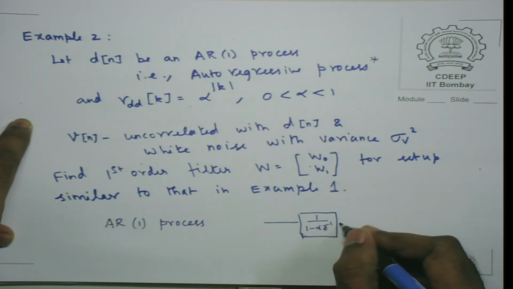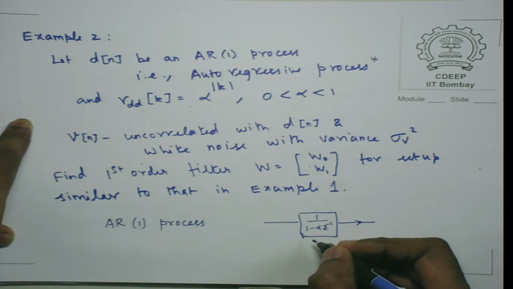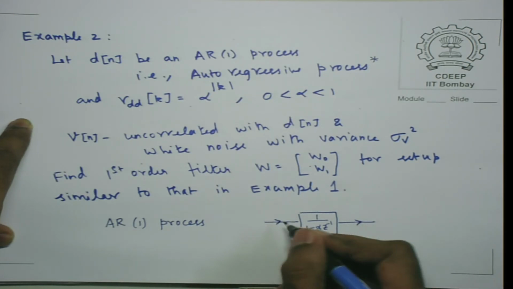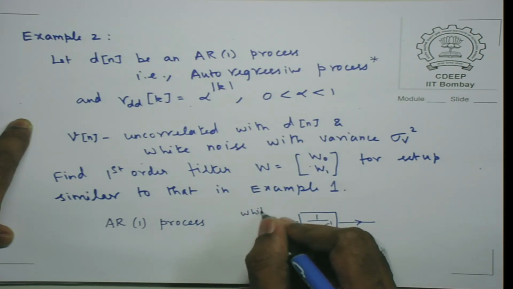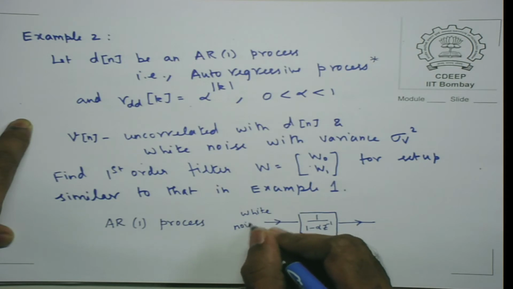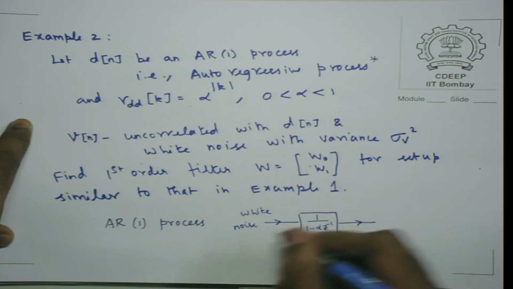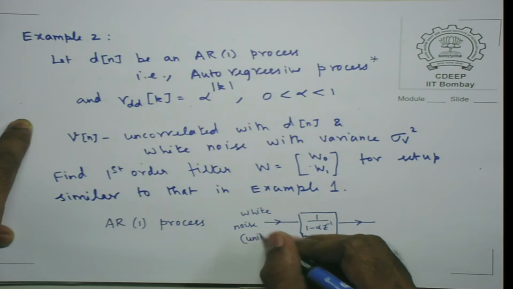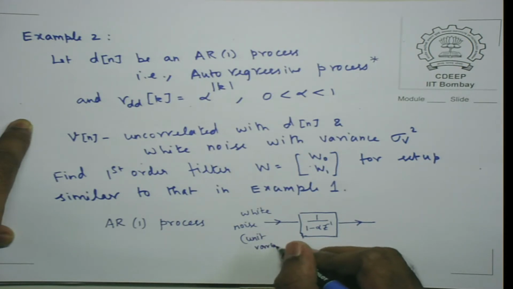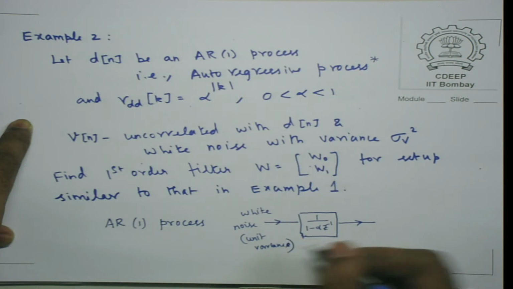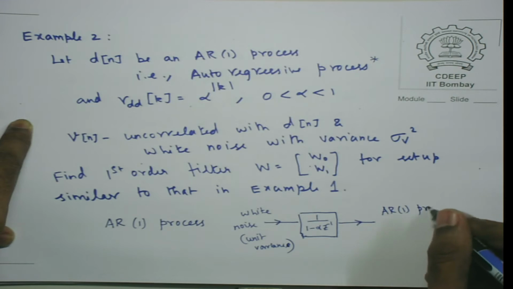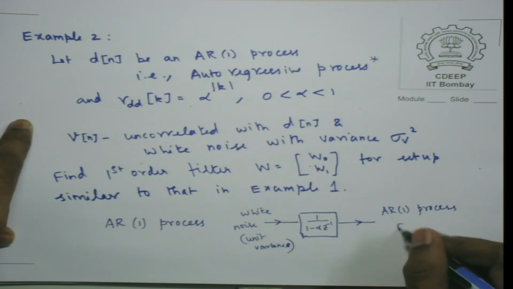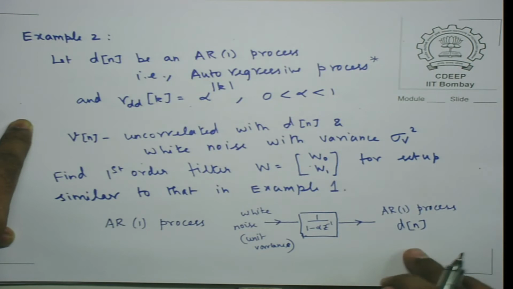For z minus 1, it's like an all pole filter whose input is, let's say, white noise. We have white noise as input, and let's say unit variance. Then the output is... so in this case, this is how we assume that d of n is obtained, right?